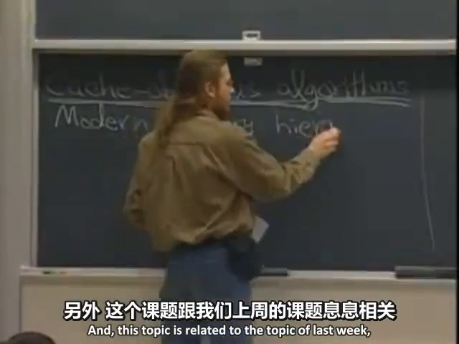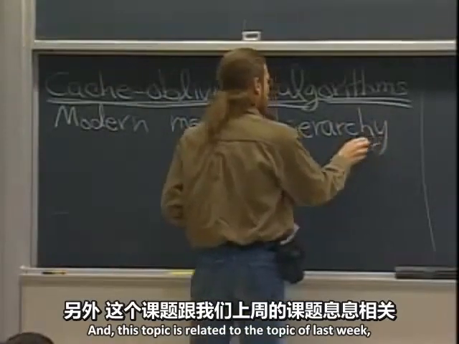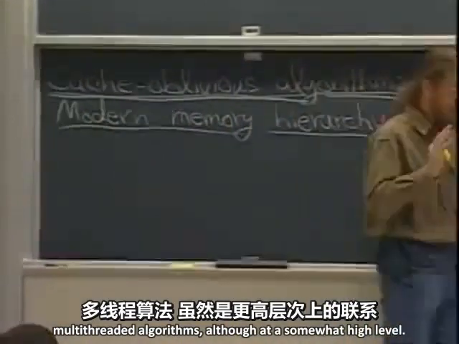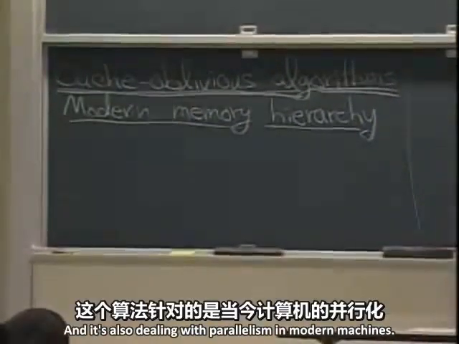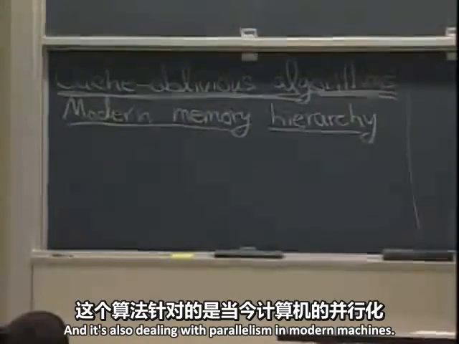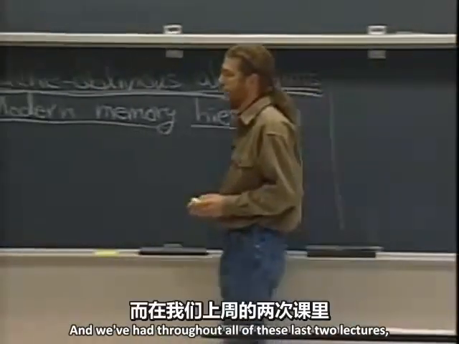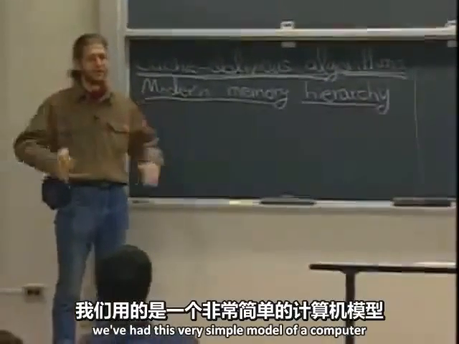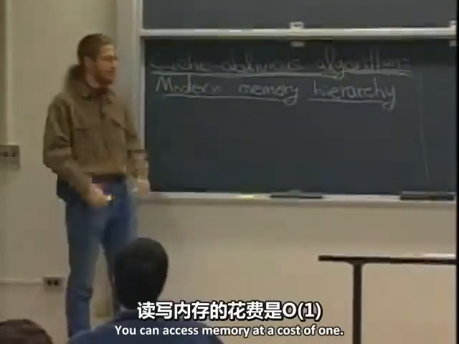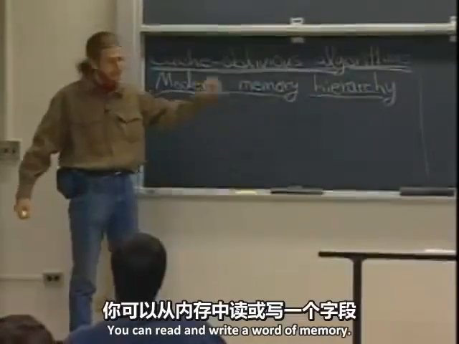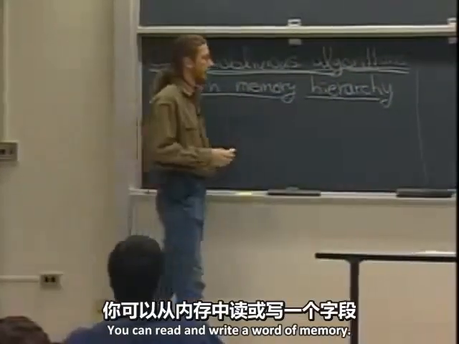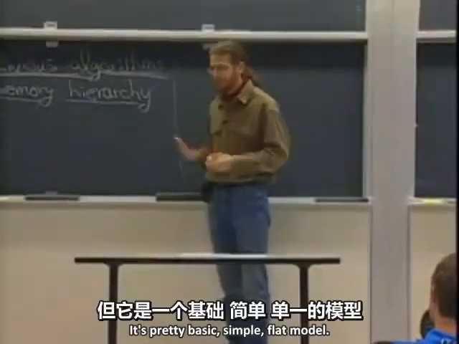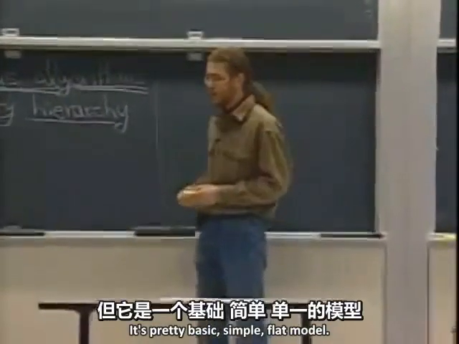This topic is related to the topic of last week, multi-threaded algorithms, although at a somewhat high level, in that it's also dealing with parallelism in modern machines. Throughout all but these last two lectures, we've had this very simple model of a computer where we have random access. You can access memory at a cost of 1. You can read and write a word of memory. There are some details of how big that word can be, but it's a pretty basic, simple, flat model.